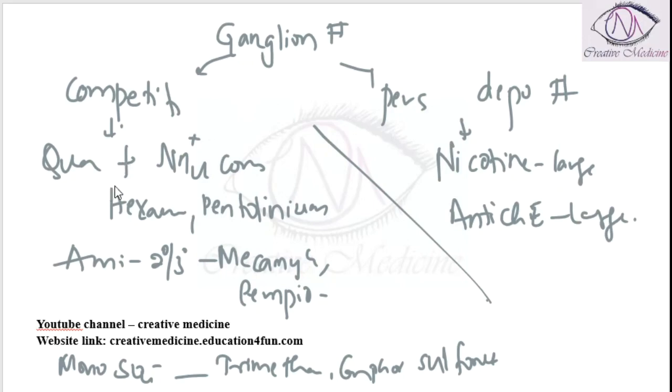Competitive blockers are quaternary ammonium compounds like hexamethonium and pentolinium, amines like secondary or tertiary amines, which include mecamylamine and pempidine, and monosulfonium compounds, which are trimethaphan and camphorsulfonate. Whereas persistent depolarizing blockers are nicotine, which is used in larger doses, and anticholinesterases, which are used in larger doses.